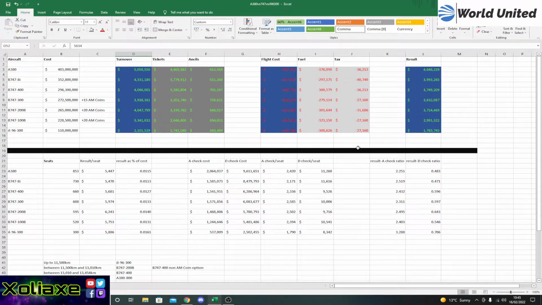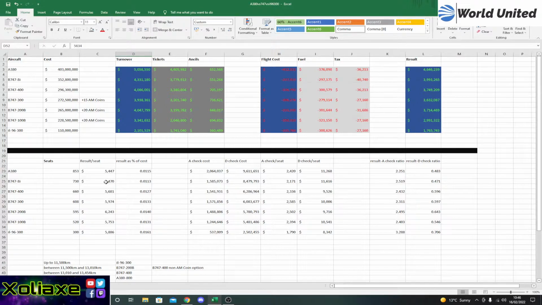So what I've done then is I have taken the result per flight and divided it by the number of seats that the aircraft carries. As you can quite clearly see here, the 747-200B pretty much trumps everything when it comes to result per seat, closely followed by, well, not that closely followed, but by the 300. Then comes the Ilyushin Il-96-300. So in terms of aircraft that don't cost AM coins, it is the highest result per seat. The Dash 100 comes behind that. Then the 747-400, and then the 747-8i, and finally in last place the A380 as a result per seat.